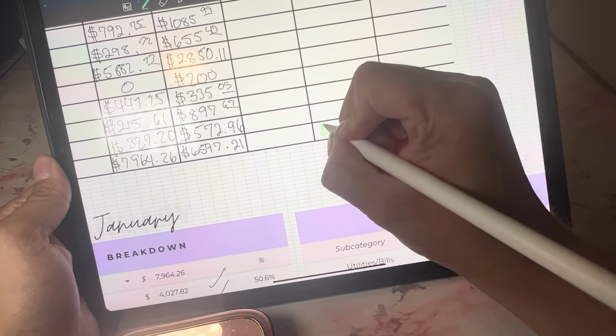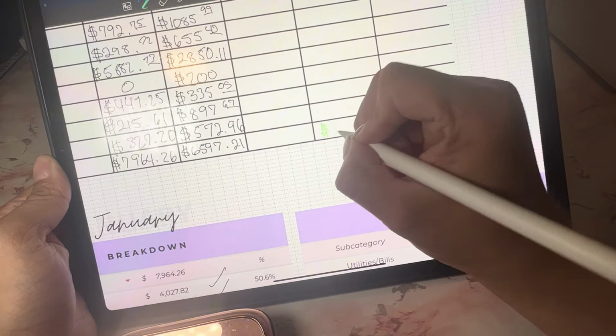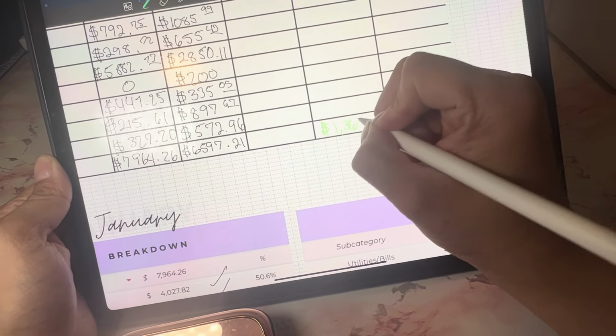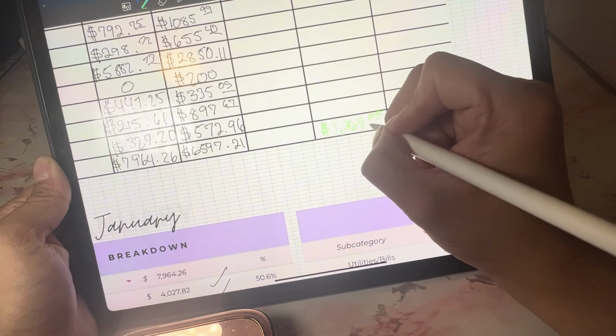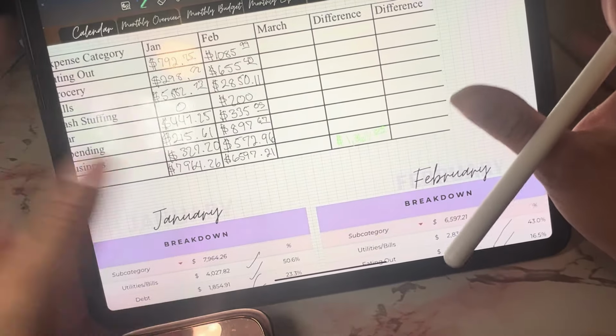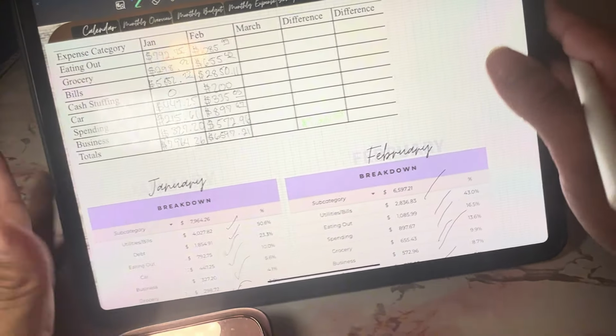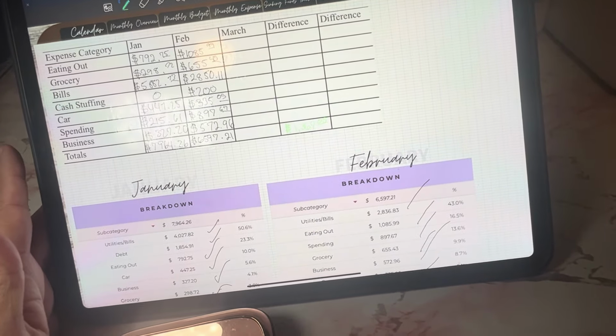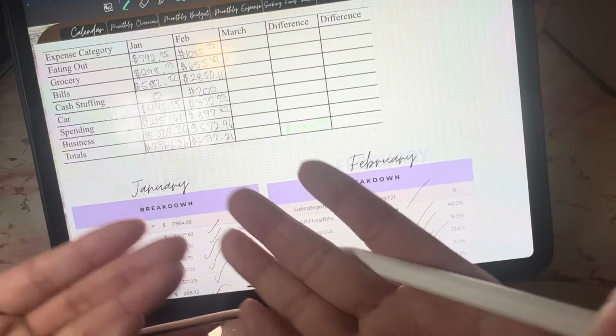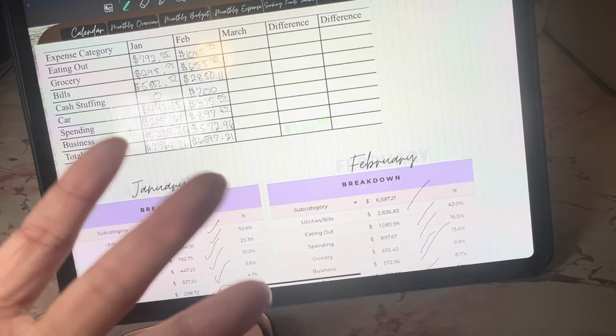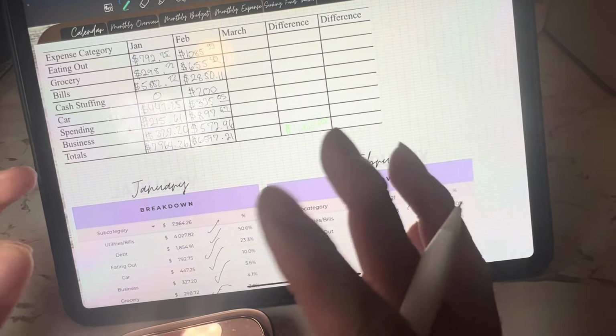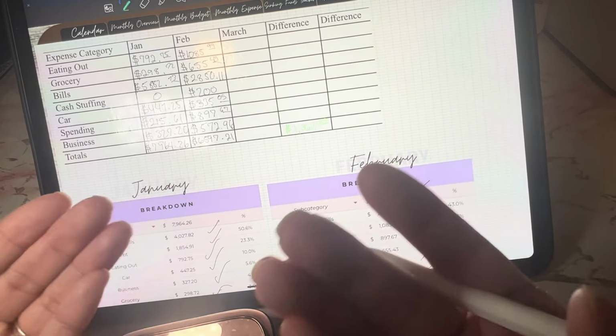Overall, this is the important one. I did not want to do any of the other ones, but we actually did it. We spent less. We were so worried because we did see that our food went up quite a bit, and our groceries, but overall, since our bills went down significantly, we canceled some subscriptions. We did a whole bunch of things to kind of lessen it.